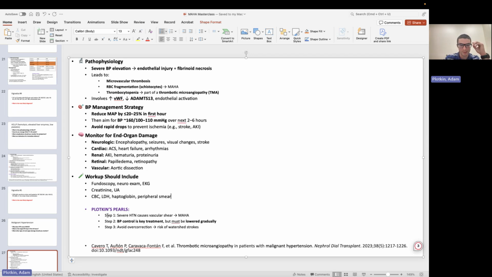So my pearls: in Step 1, think about severe hypertension causing this vascular shear leading to MAHA if they ask you about the pathophysiology. For Step 2, blood pressure control is key in our treatment. It needs to be lowered gradually. They're probably not going to ask you by how much, but they could give you different options, right? We want to do gradual blood pressure dropping. And then for Step 3, we want to avoid overcorrection, right? So we could have watershed stroke.